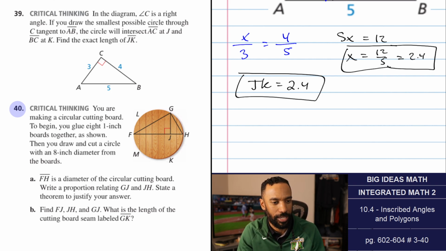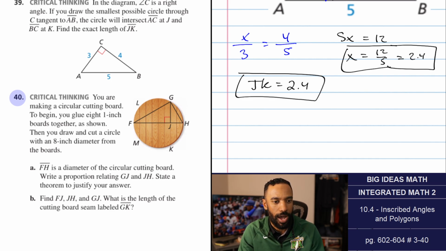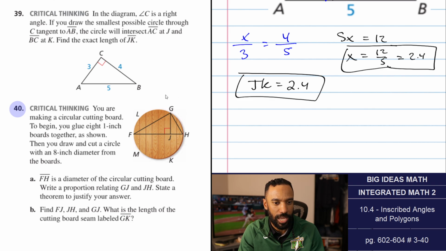You're making a circular cutting board. To begin, you glue 8 1-inch boards together. Okay, right here. I guess 1-inch width. As shown, then you draw and cut a circle with an 8-inch diameter from the boards. Okay, that all makes sense with what we have.